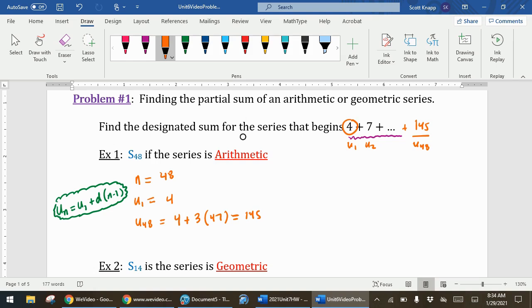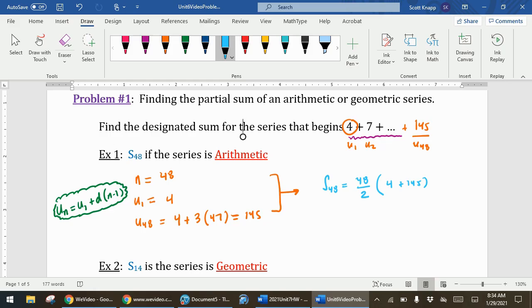Now if we put this all together, we can now set up our sum. S sub 48, if we have 48 terms, we could pair them up into 24 pairs, which is what that part of the formula generates. And each pair would sum up to the same thing. It would sum up to the same thing as 4 plus 145, or 149.